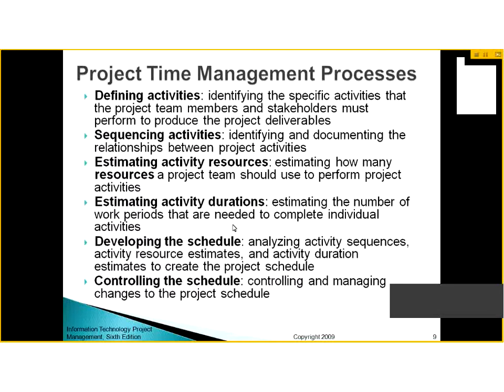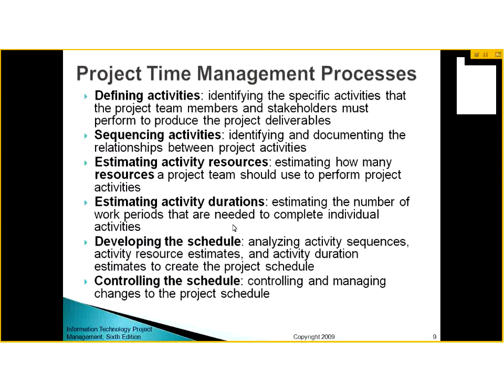These are the processes of the project time management knowledge area. First of all, you define activities, then you sequence activities, and you identify and document the relationships. Then you estimate activity resources, like how many resources the project team should use, and how much resources will be used for each activity. Then you estimate the duration of activity, that is, how long each activity can take. Then when you have activities, the dependencies, the resources and durations, you develop the schedule.